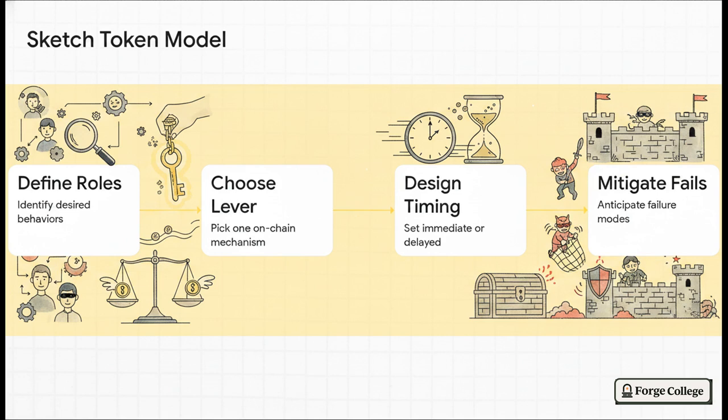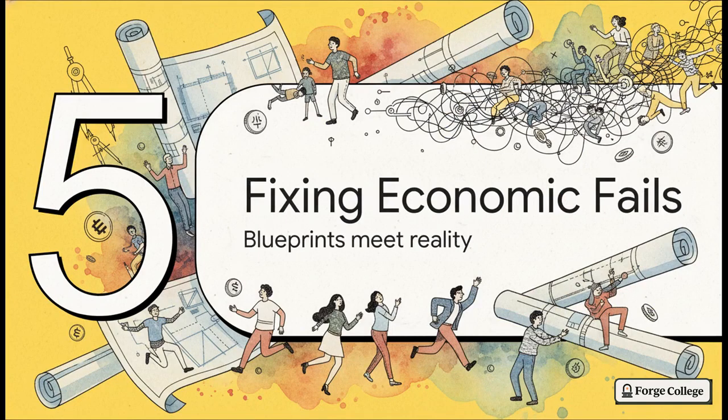Step 1, clearly define the roles in your network and the exact behaviors you need them to do over and over. Step 2, choose one on-chain lever for each role. Maybe it's a staking penalty, maybe it's a fee reward. Step 3, design the timing and the magnitude. Are you giving a small immediate reward or a massive delayed one? And step 4, anticipate how people will inevitably try to break your system and add mitigations to stop them in their tracks. Which brings us to Section 5, fixing common economic failures.